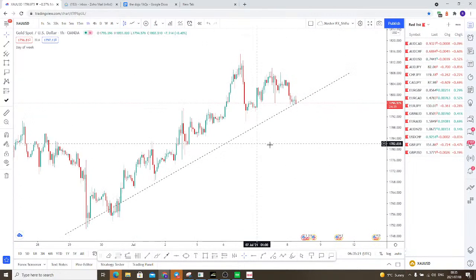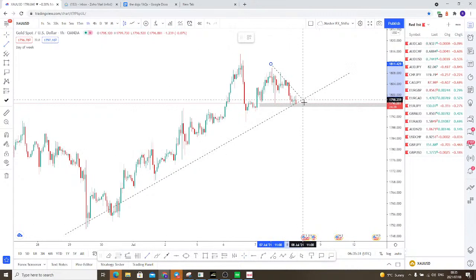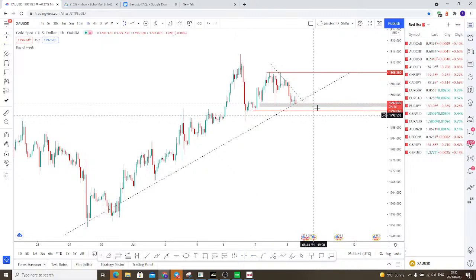Okay, so with gold, if I was to be trading it, looking at these lower time frames, I would probably look at a buy. I wouldn't look at a sell. And if I am going to sell, I'll probably sell from this level here, looking at a drop there. But for now, I would buy from these levels here, looking at that.